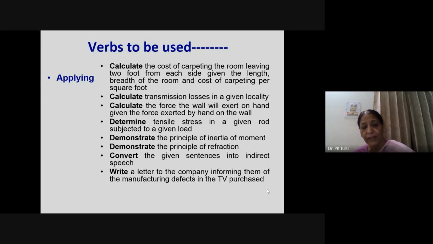It is applying. Write a letter to the company, informing them of the manufacturing defects. So he's applying the principles of writing a letter. So you can use apply, calculate, determine, find out, convert, write, depending upon what the content matter is. So these are sample verbs which can be used to write learning outcomes at the applying level.